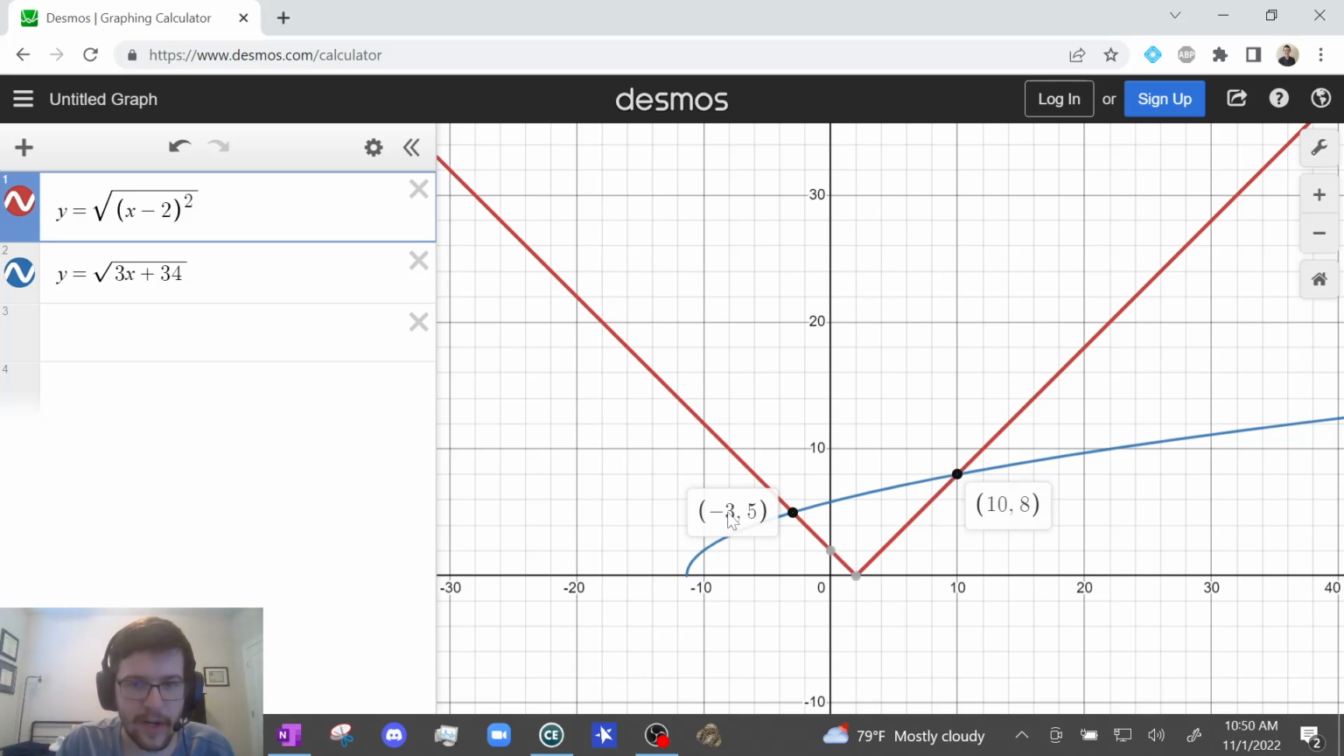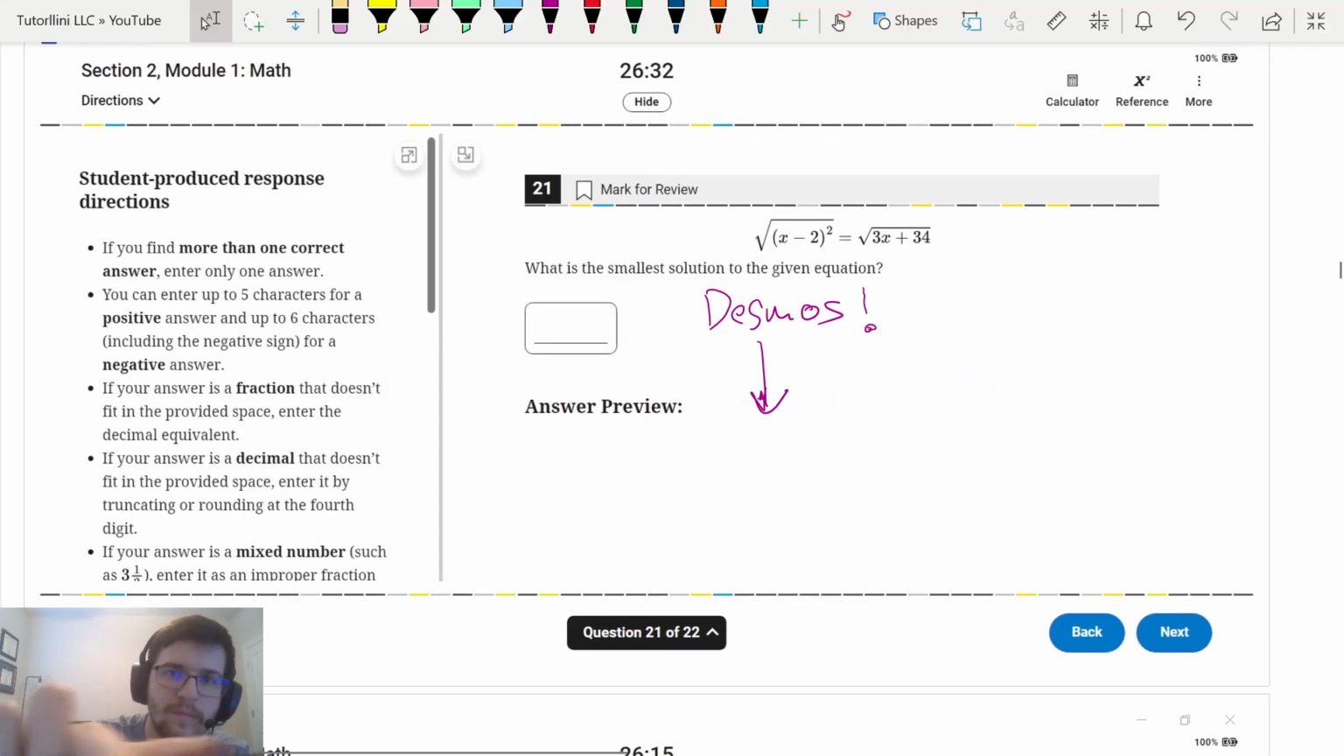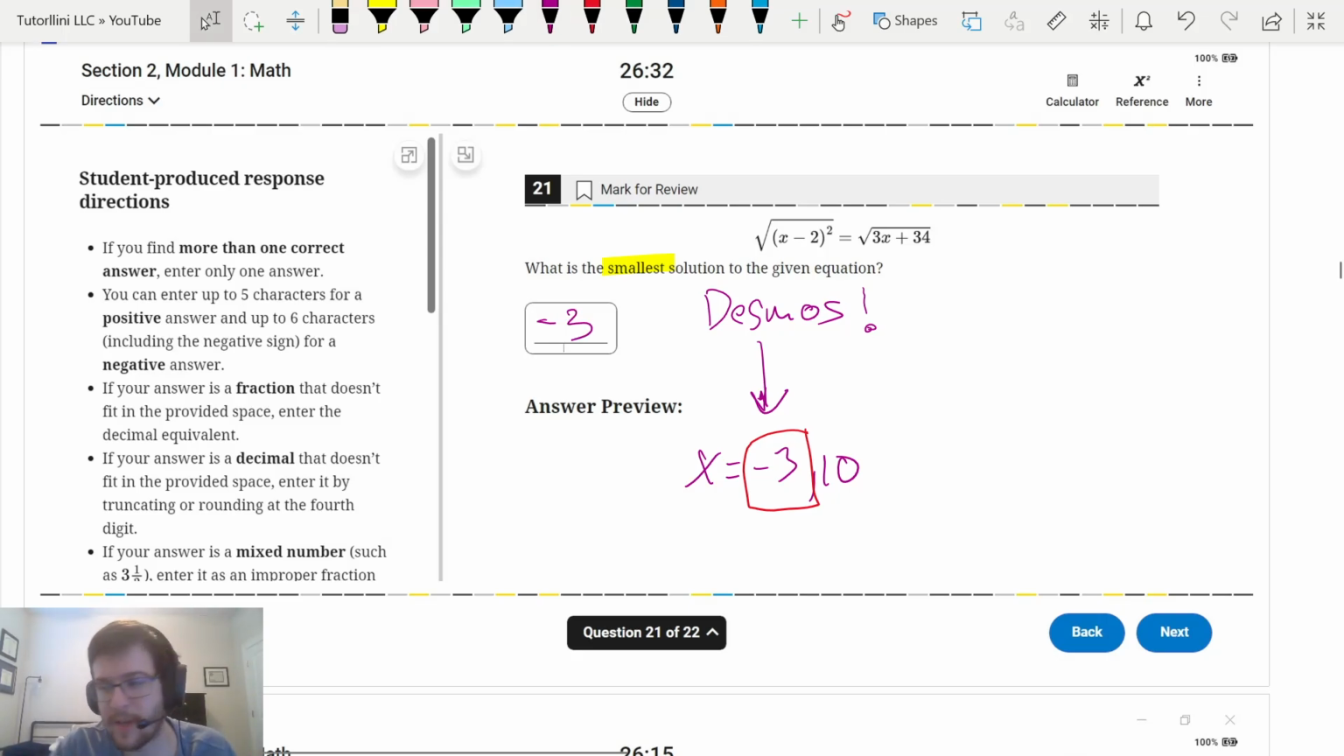Okay, the x values are -3 and 10. Let me write that down. X equals -3 and 10. The smallest solution, so the smallest one is -3. So that's our answer, -3. Wow, that took about 10 or 15 seconds with Desmos.